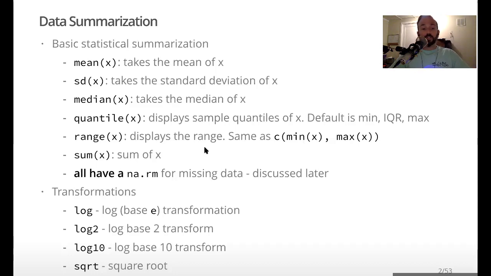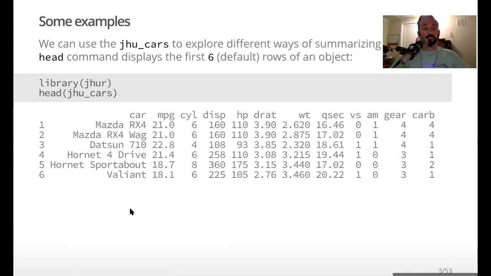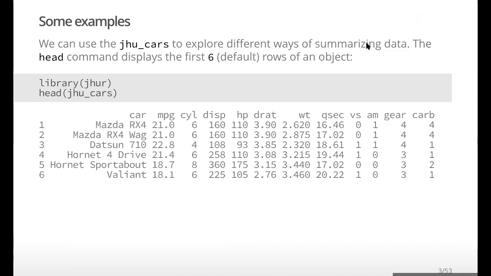So there are other transformation functions. Log takes the log base e transformation; log2, log10 are just log with different bases. Square root function. Again, remember, if you take the log of a 0, you will get a negative infinity. So we will use the JHU cars data set and explore some of the different ways of summarizing data. If you say library(jhur), the JHU cars data set should be available in memory. So here again, I'm using head just to show the first 6 rows. The first column is the car, then we have the miles per gallon, the cylinders, the displacement, horsepower, and all these other different things like is it an American car, and the number of gears, the carburetors, and so on.